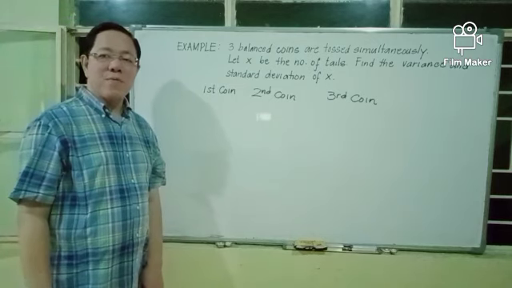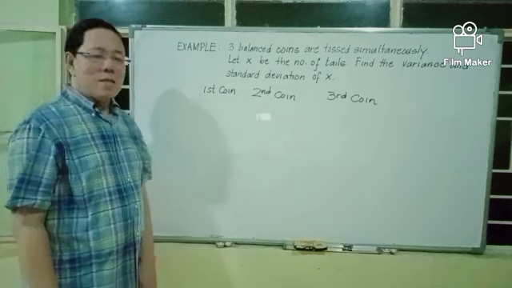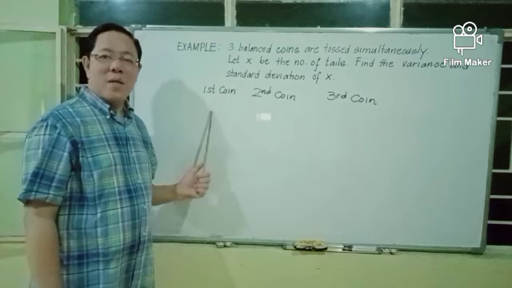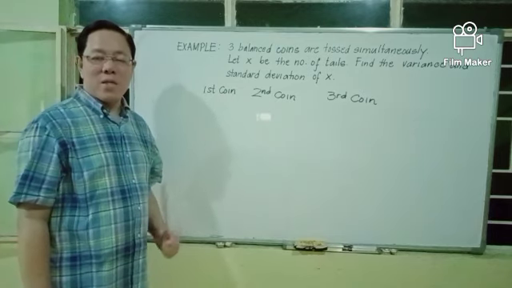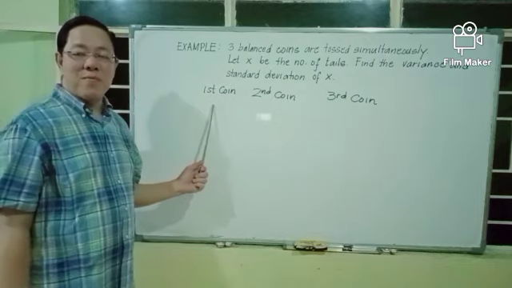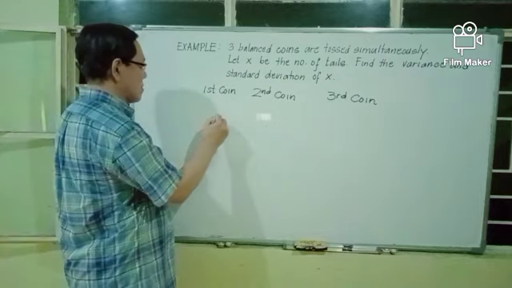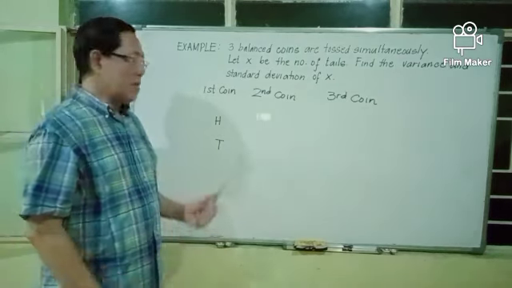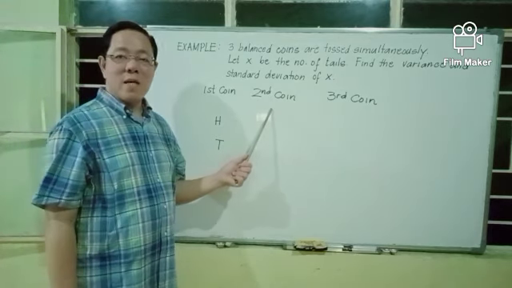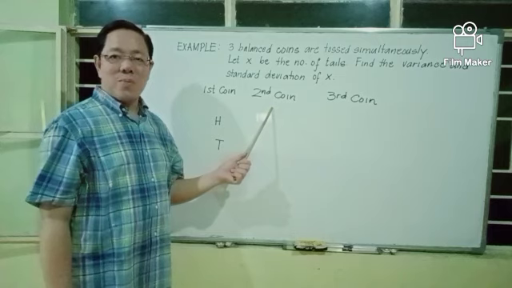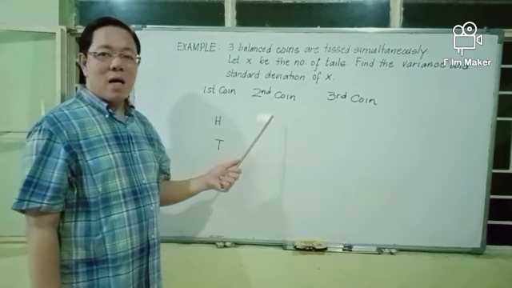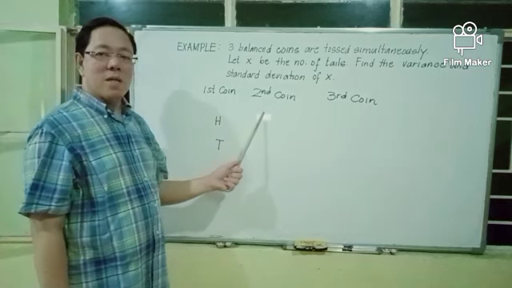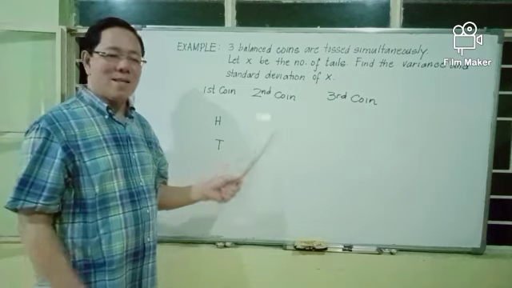In a toss of three balanced coins, the outcomes for the first coin are heads or tail. That is, either we get a head or tail for the first coin. If we get a head in the first coin, for the second coin there are again two possible outcomes that we can get: either heads or tail.